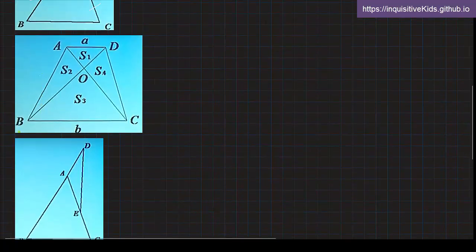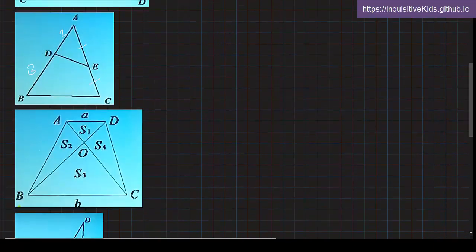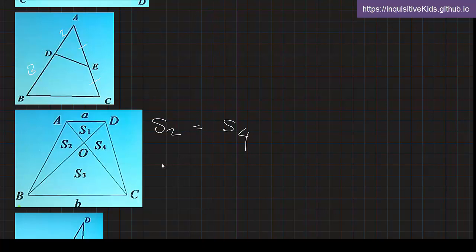As you can see, this is a trapezoid, and this is one of the more complicated ones because it's a quadrilateral right here. This is split into 4 sections, and again, this is a triangle, and you can correspond that with what we see up here. And we have S1, S2, S3, and S4. Now, what's the rule here? Well, we need to know that S2 is equal to S4. We also need to know that S1 times S3 is equal to S2 times S4.